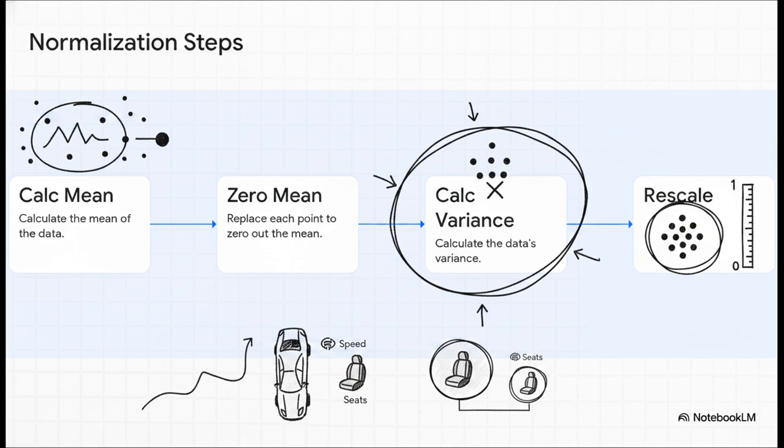Why go through all this trouble? Well, if one attribute is a car's top speed in the hundreds, and another is the number of seats, which is just 2 to 4, the speed numbers would totally dominate the math just because they're bigger. This normalization ensures every attribute gets treated on the exact same scale.